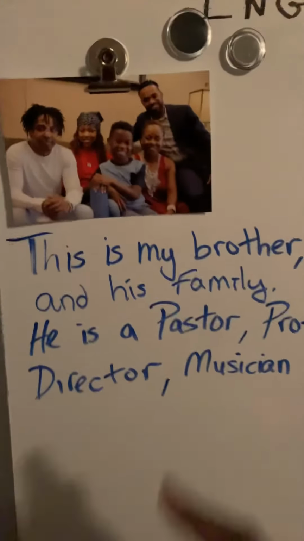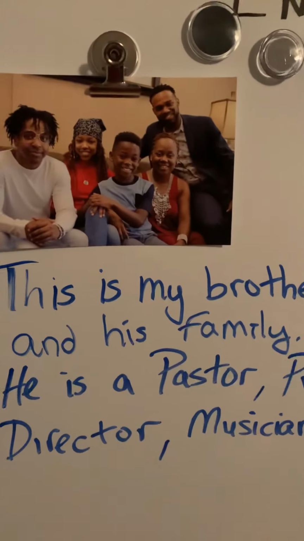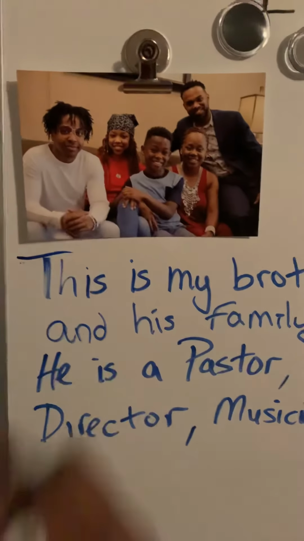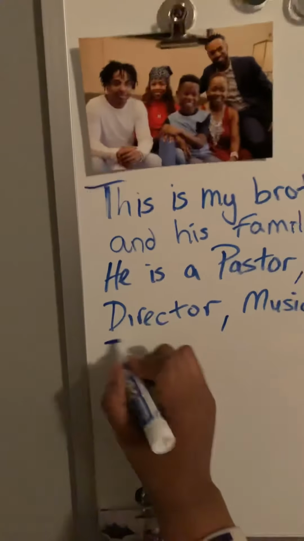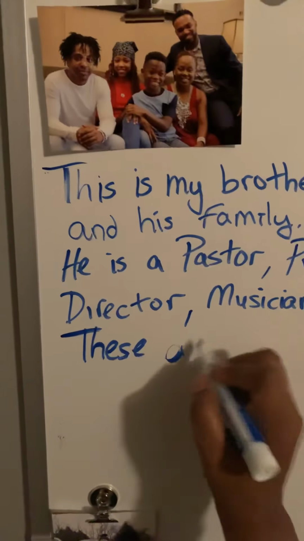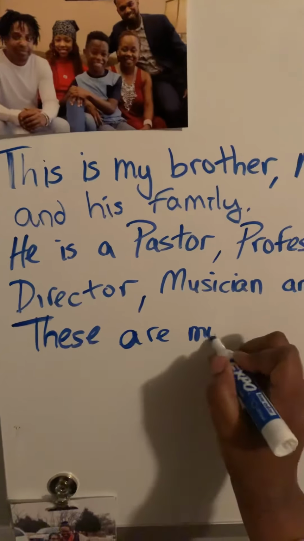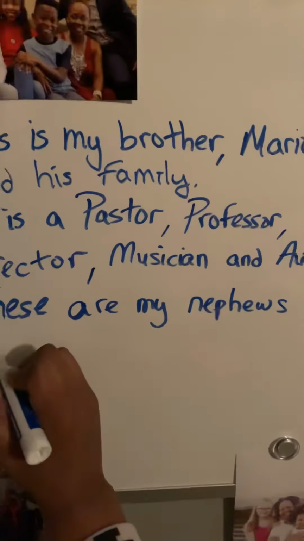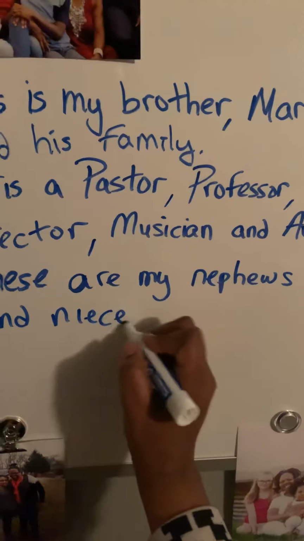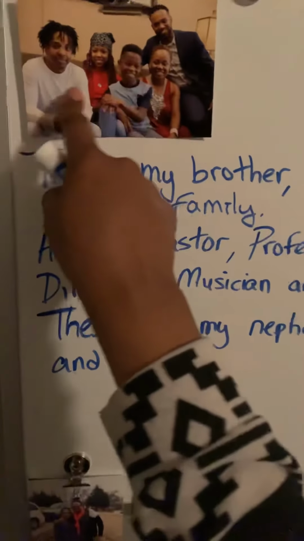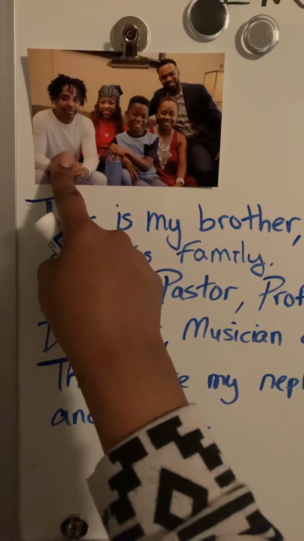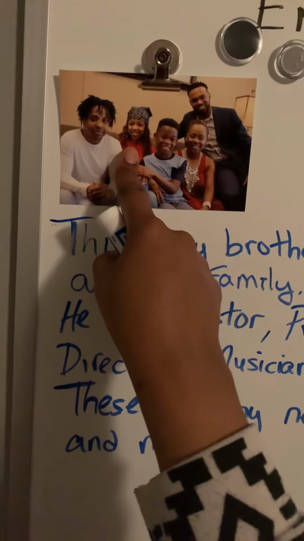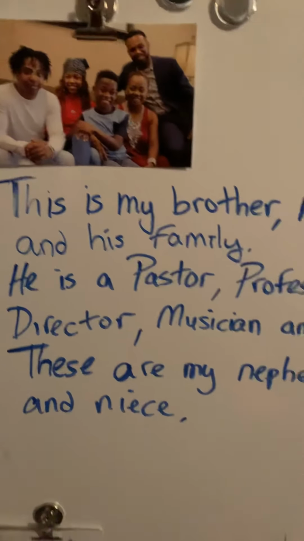Okay? So this is my sister-in-law. Remember we used sister-in-law earlier? These are my nephews. Let me spell that for you. These are my nephews and niece. So nephews would be the male children of my brother or sister. Niece is the female child of my brother or sister.